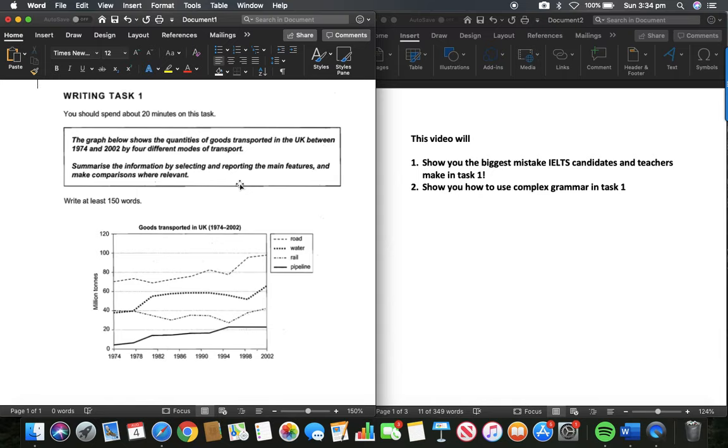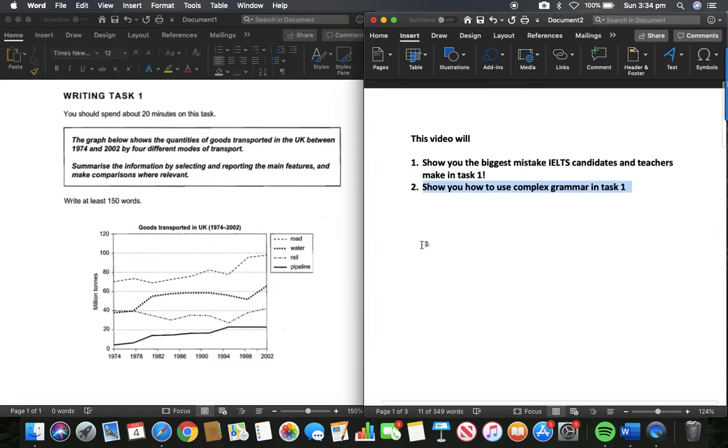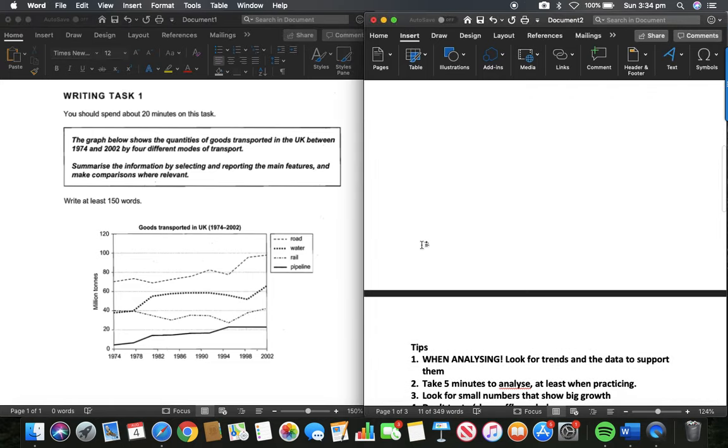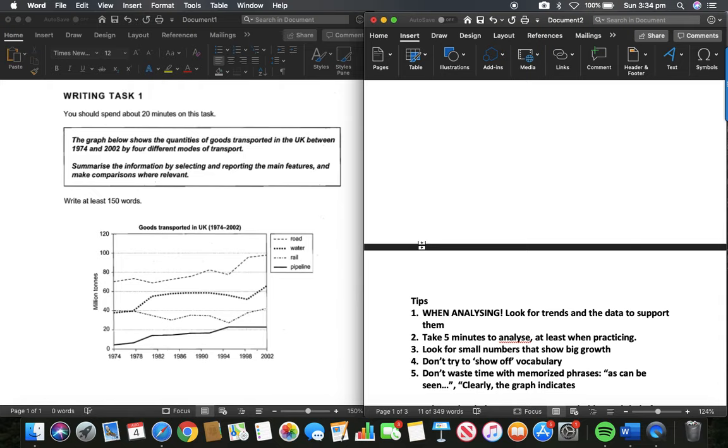All right, welcome back. I hope you did in fact pause it and look at it. We're going to talk about a few things that I've seen here. Now, first of all, I just want to say before we get into it, these are the main tips I would give you. When analyzing, I want you to look for the trends and the data. You need to have both of those in order to execute Task 1 correctly. So, don't just look for things that go up and down. Look for more than that, and we'll talk about that in a minute.